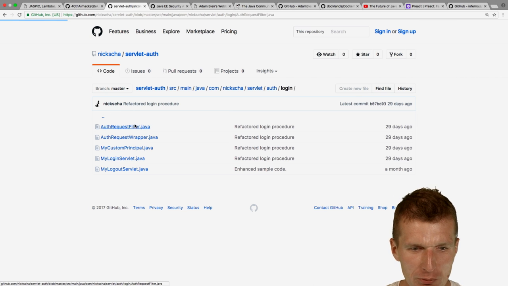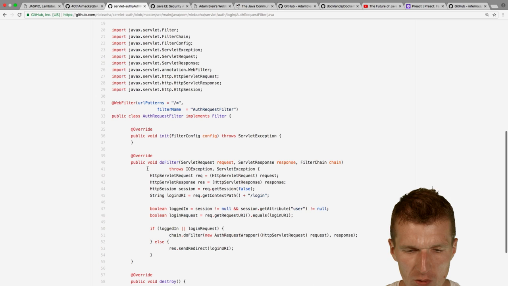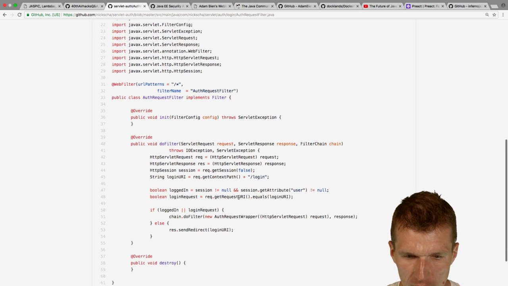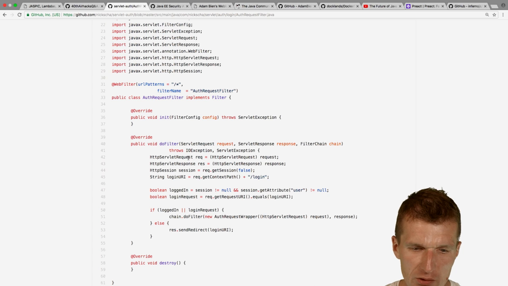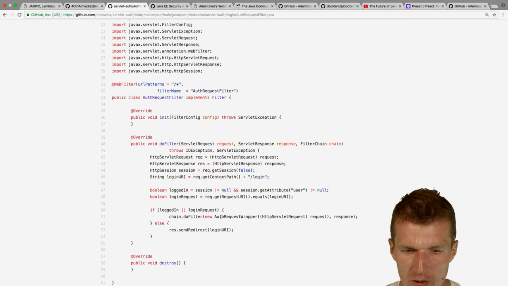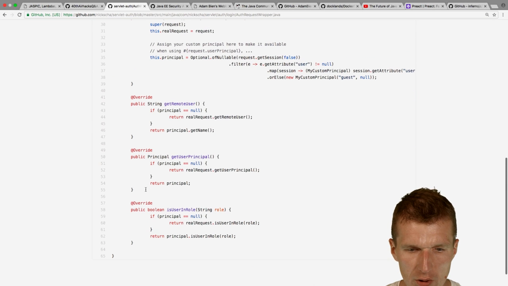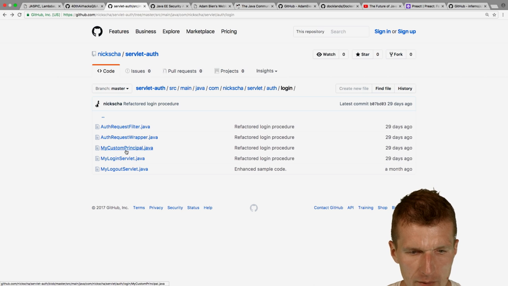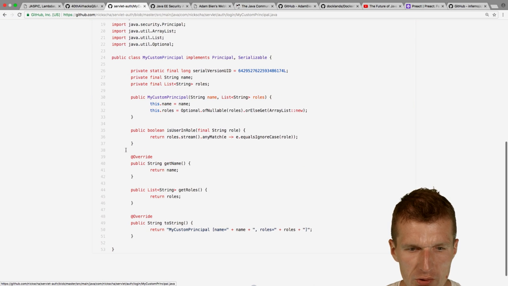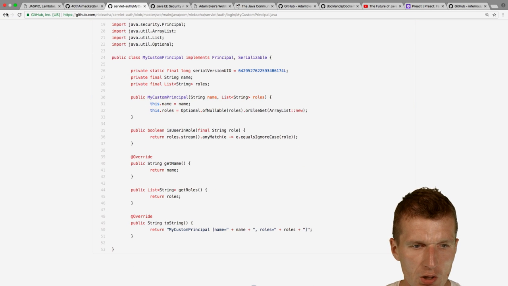So AuthRequestFilter, everything starts with that. What he did, he just uses the request and response classes. And then he implemented AuthRequestWrapper. And then he's able to expose his own principal, remote user, and isUserInRole. And then he has his own custom principal, which can also be used.